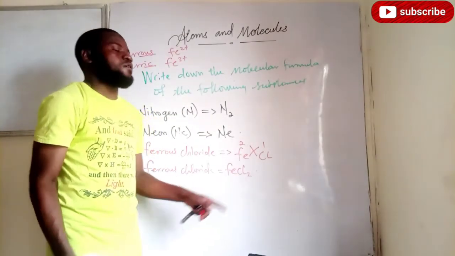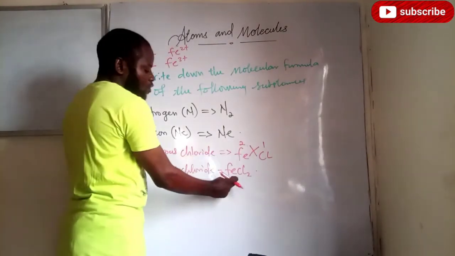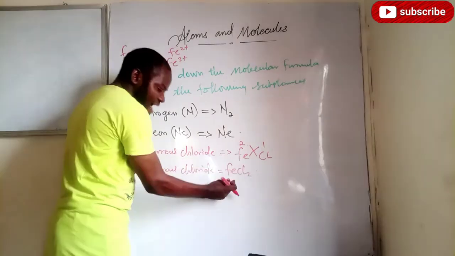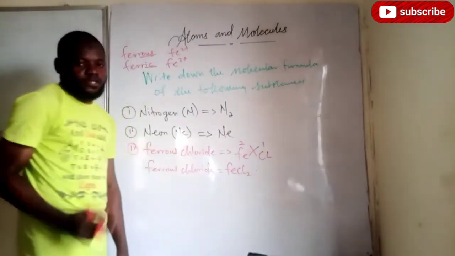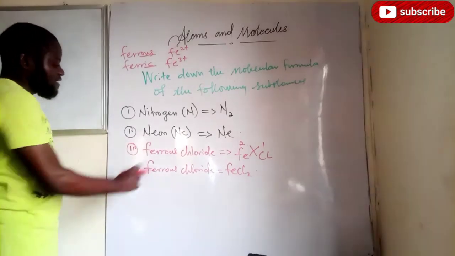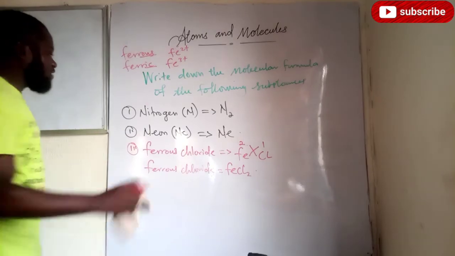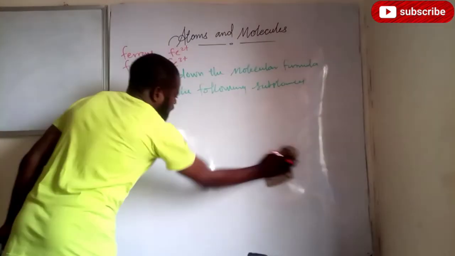Do we understand that now? So that shows that in one molecule of ferrous chloride, we have 1 atom of iron, and we have 2 atoms of chlorine. Do we understand that now? Okay? Since I've explained the difference between ferric and ferrous, I would like you to write down the molecular formula for ferric chloride.